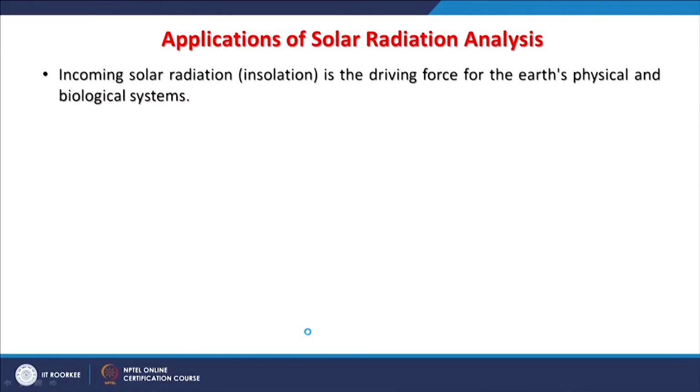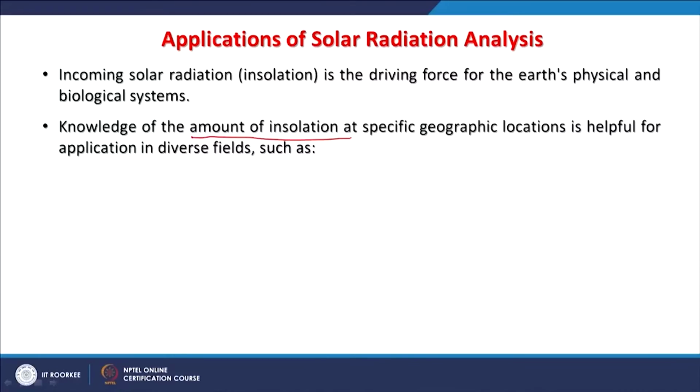Some of the applications we have already touched on, but nonetheless, for completeness, I will go one by one. This incoming solar radiation, that is insolation, is basically the driving force of the Earth's physical and biological systems. And if we have good information about any area, about direct or indirect solar radiation, then that can really help with a lot of other work, for energy generation or thermal or other parts. So, the amount of insolation at a specified geographic location is helpful for applications in diverse fields.